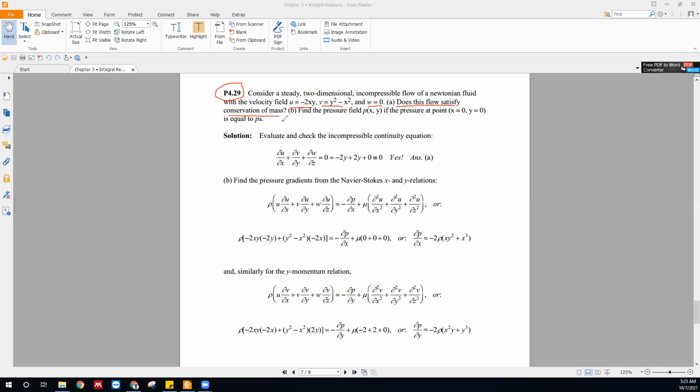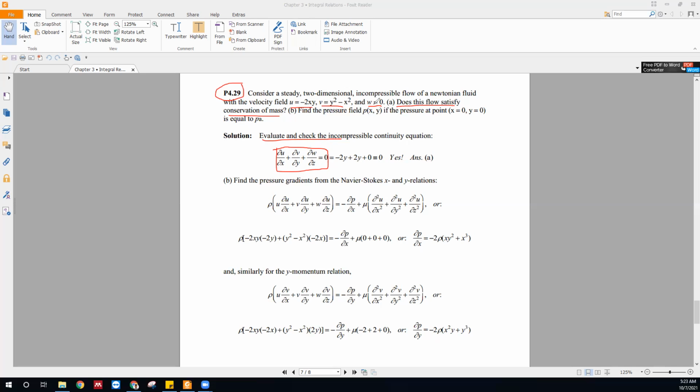To understand whether it satisfies conservation of mass or not, we need to evaluate and check the incompressible continuity equation. And the incompressible continuity equation is this one: delta u by delta x plus delta v by delta y plus delta w by delta z equals 0. Now you put the values of u, v, and w and differentiate.